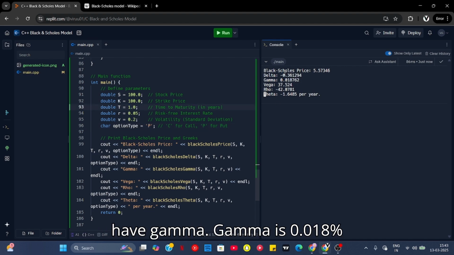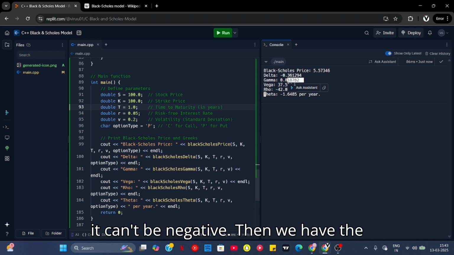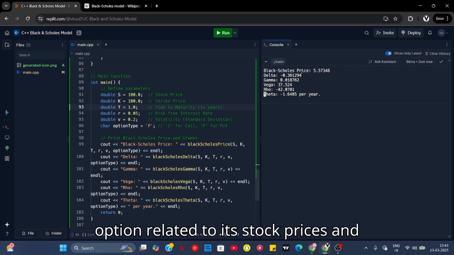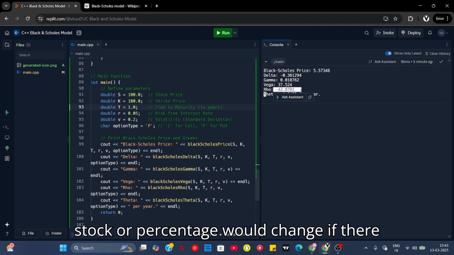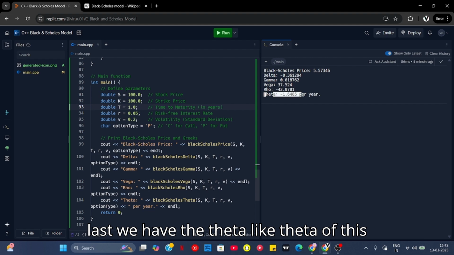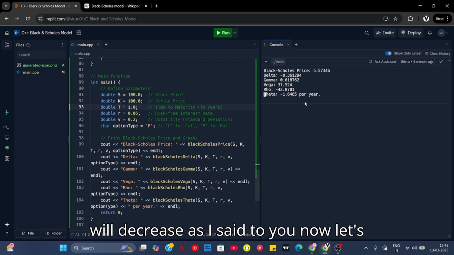And then we have gamma. Gamma is 0.018, that is how much delta would be changing. So it can't be negative. Then we have the vega, the sensitivity of the option to the volatility of its stock, and rho, how much the price would change if there is a change in the interest rate. And last we have the theta, theta of this option is minus 1.648, but obviously it will decrease as I said to you.